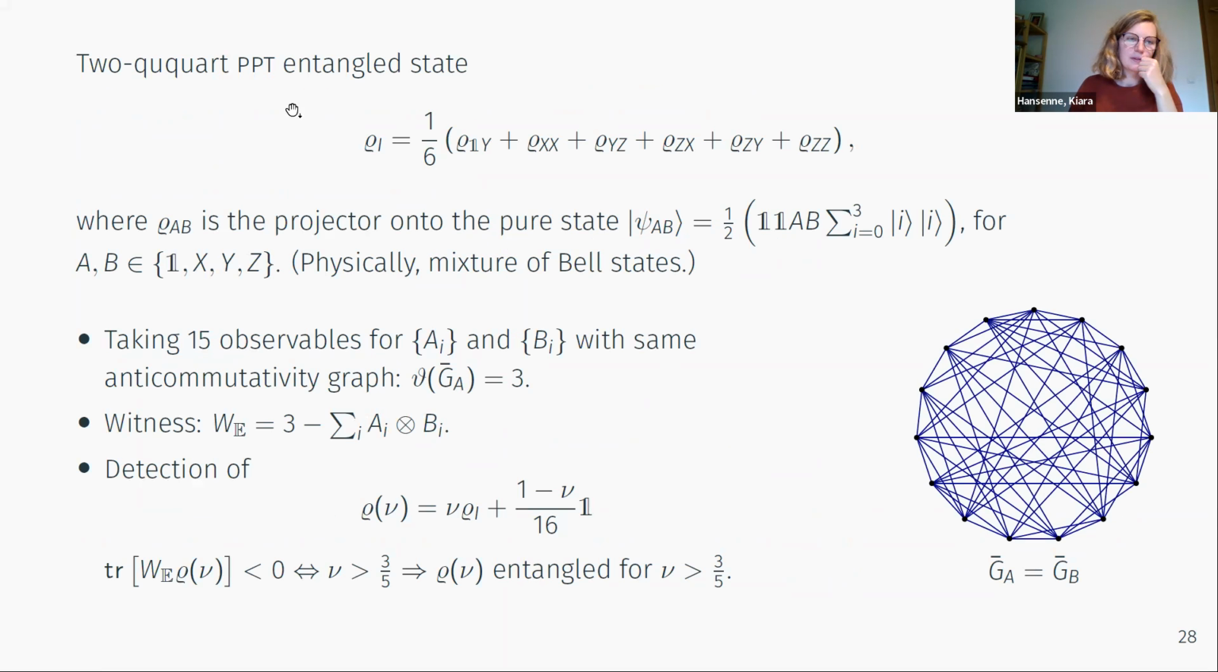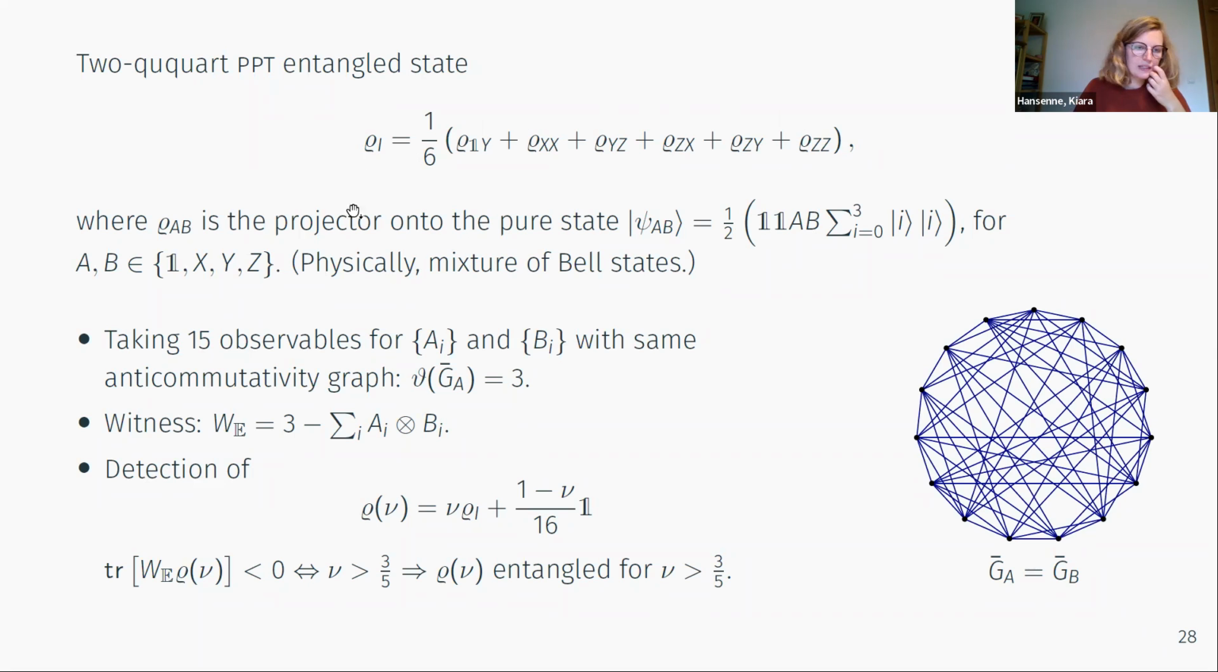Okay, so now we go to an example. If we take the two-qquart entangled states, so we have the state here, which is the state of two ququarts, so 8 qubits, and it is PPT entangled, meaning we cannot detect it with the PPT criterion. This is defined like this, and then you have some projectors and so on. It's a bit complicated to see, but physically, it just means that you have some party A and some party B, and they share some probabilistic mixtures of Bell states. So this is basically how you can construct this state here.